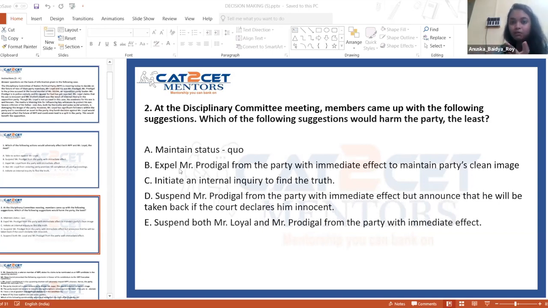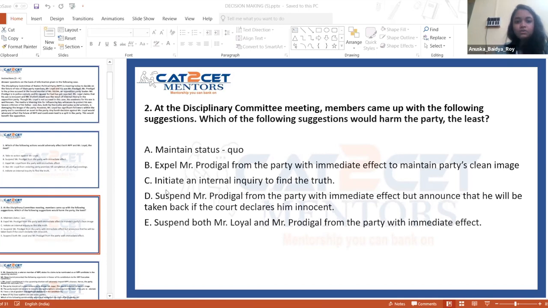Obviously B, right? If Mr. Prodigal is expelled, then Mr. Loyal will not be happy. That is going to cause harm to the party. But maintaining a status quo might be a lighter option than B. Do you see how I am comparing options? These are things that will happen in microseconds when you practice a lot. But this is how you keep on eliminating options. You keep placing one option over the other and you arrive at the best possible option.